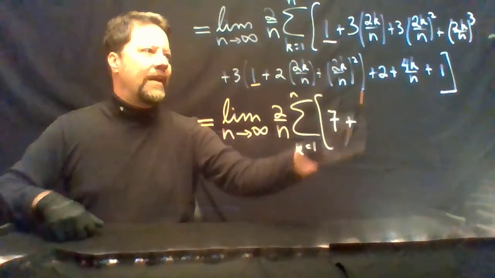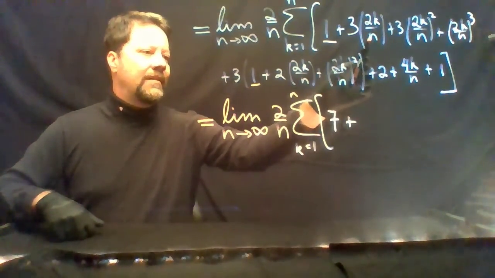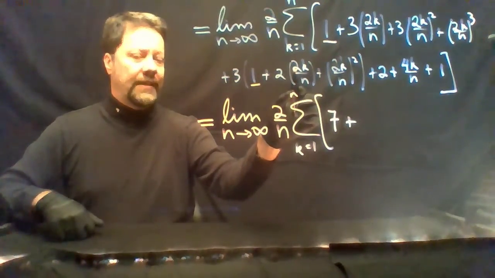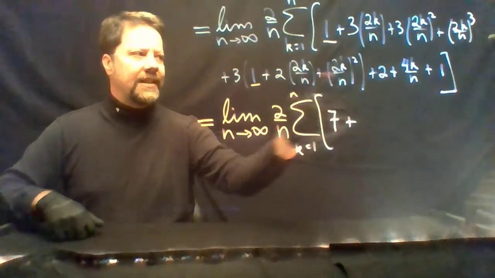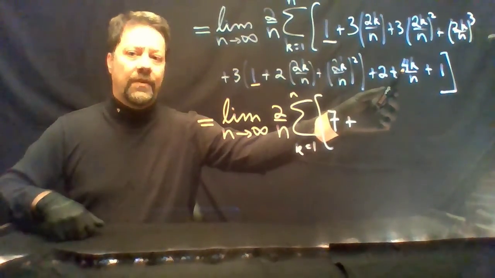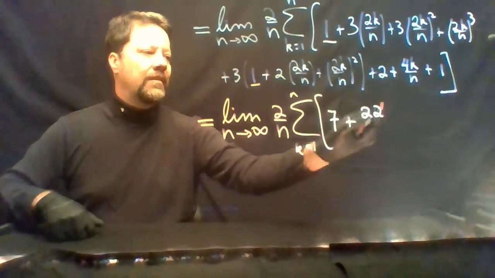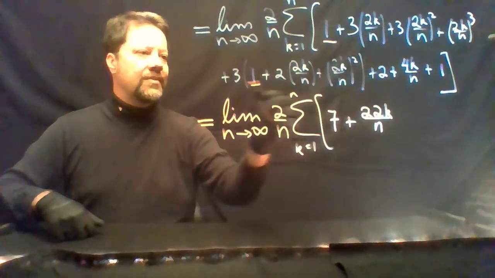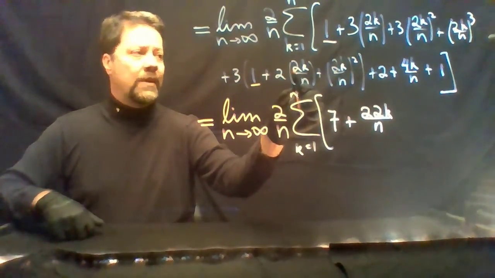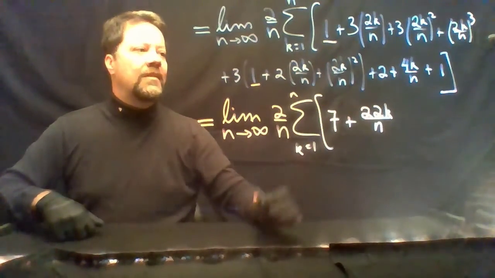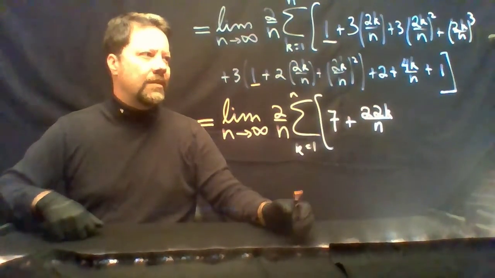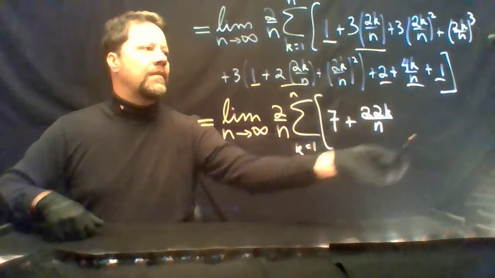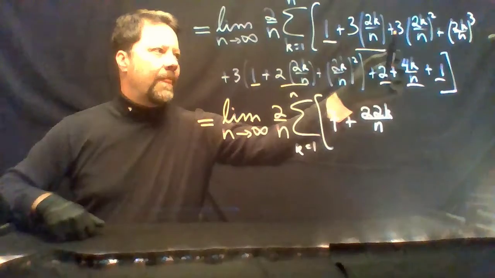Here we have a 6k over n plus another 12k over n. 6 and 12 is 18, plus 4 is 22. So that was 6, and 6 times 2 is 12, makes 18, plus 4. Now how about the k squared terms? We've taken care of these. Now the k squared terms.